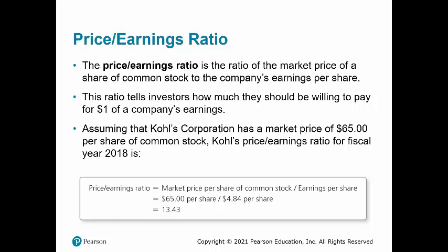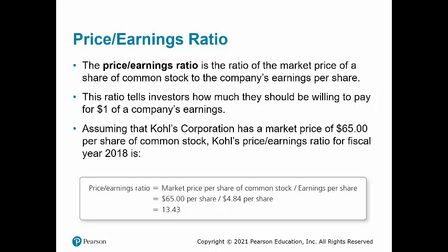So on this slide, we have the price earnings ratio for Kohl's Corporation. So in this year, for fiscal year 2018, the market price for Kohl's was $65 per share. When we divide that by the earnings per share of $4.84, we get a price earnings ratio, or PE ratio as it's called, of 13.43.